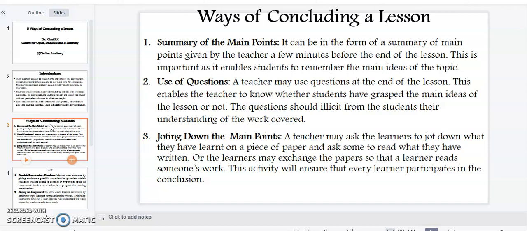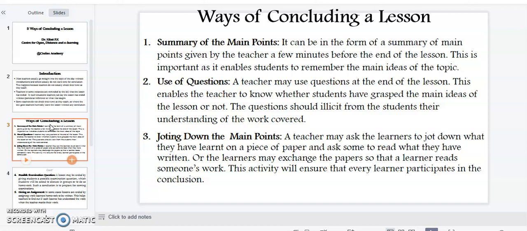Number 1, summary of the main points. It can be in the form of a summary of the main points, given by the teacher a few minutes before the end of the lesson. This is important as it enables students to remember the main ideas of the topic.